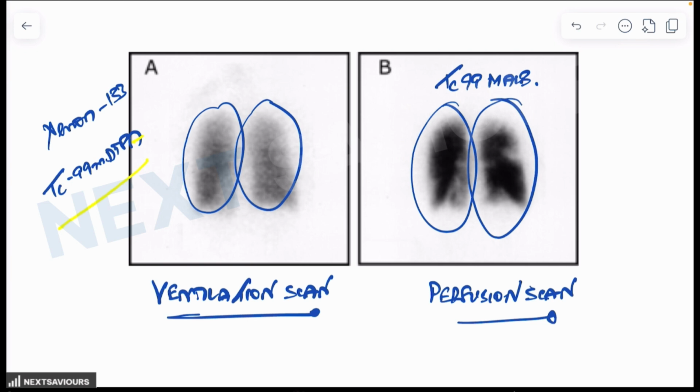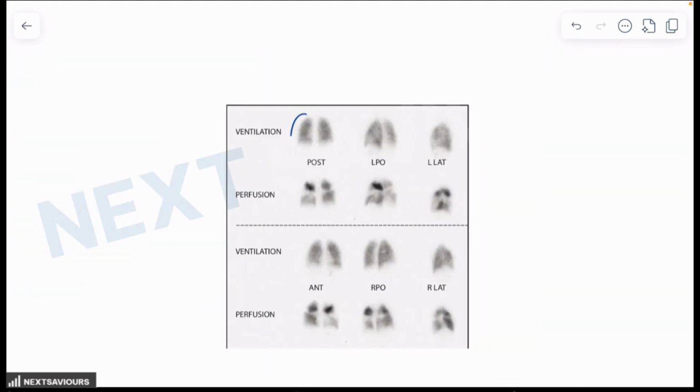But if there is a mismatch, like a normal ventilation but reduced perfusion, like in this case, this is how the ventilation images are being identified on different views. But here the perfusion image is present in the upper lobe, it is absent in the lower lobe. So it is a mismatch. If this mismatch is present, then it is highly suggestive of the pulmonary embolism.